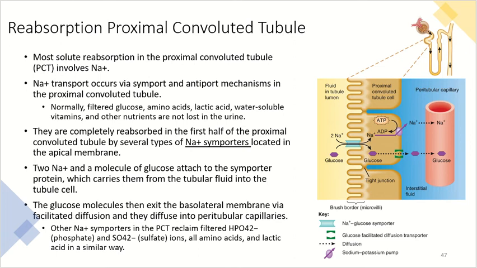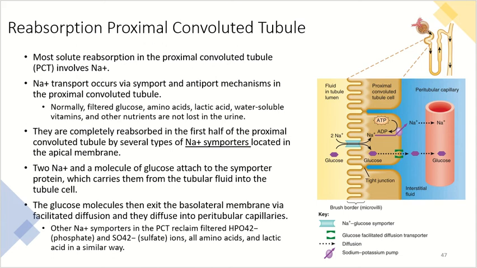And so sodium transport is going to occur via symport and antiport mechanisms in the proximal convoluted tubule. And normally filtered glucose as well as amino acids, lactic acid, any kind of water-soluble vitamins, and some other nutrients are not going to be lost in the urine. They are going to be completely reabsorbed in the first half of the proximal convoluted tubule.